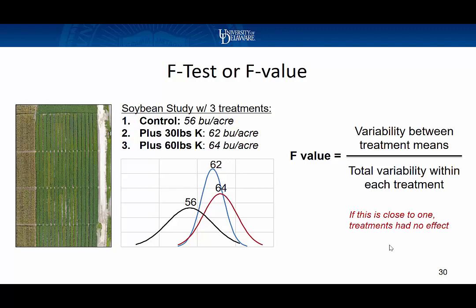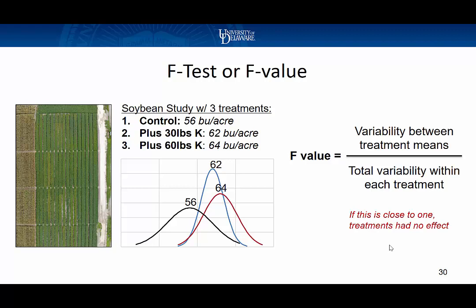So here's a possible treatment that we have, a study with soybeans. Again, made up numbers. We have a control where we did nothing. We got 56 bushels per acre. We added 30 pounds of K. We got 62. We added 60 pounds. We got 64. So you could look at that and say, well, there's a 2 bushel increase. But if you look at these averages here, we have a really wide variability down here at 56, 62, and 64. Are these different from each other or not?